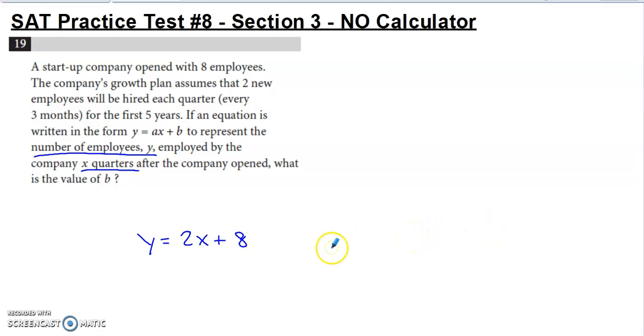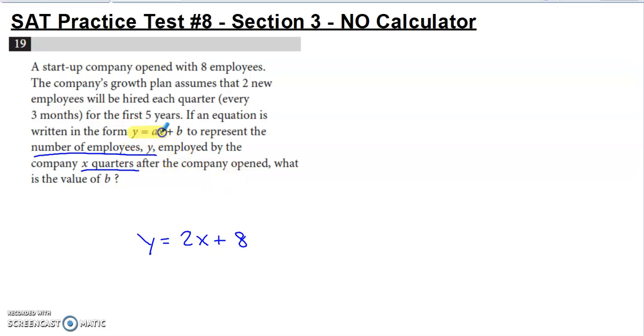Little story problem here. So they tell us a startup company opens with 8 employees. The company's growth plan assumes that 2 new employees will be hired each quarter for the first 5 years. An equation is written in the form y equals ax plus b to represent the number of employees employed by the company x quarters after the company opened. What's the value of b?